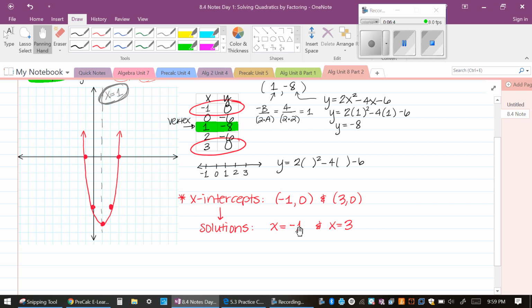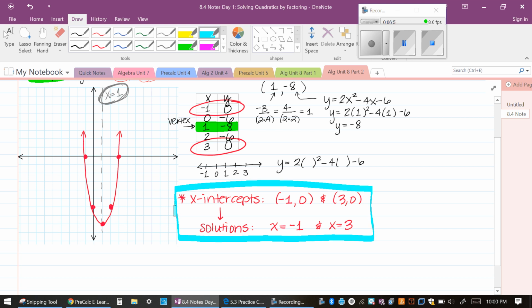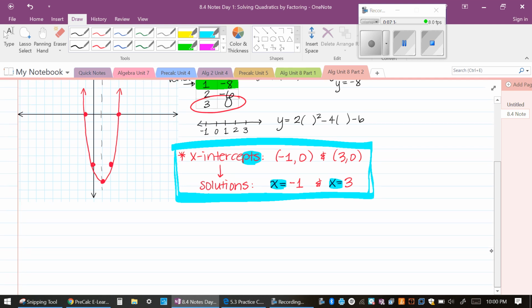That's what we're going to focus on today. We're going to find solutions of quadratics by factoring. That way we don't have to make a graph to find the x-intercepts. It's really important for you guys to know that x-intercepts and solutions are essentially the same concept. The only thing that's different is how you write them. X-intercepts are points. Solutions have an x equals. Okay, here's our first example for solving quadratics by factoring.